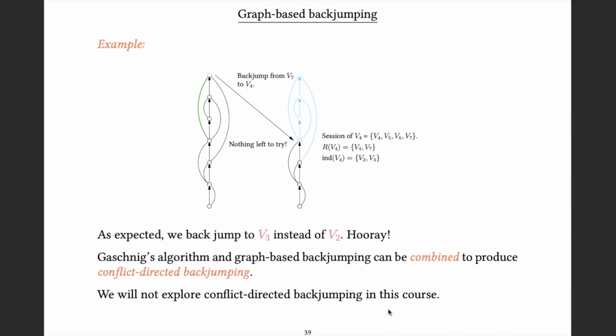And our second backjump takes us to the most recent of those, which is v3, and that's exactly what we're hoping for. Now in this case we didn't get a second backjump, we got just essentially the equivalent of chronological backtracking. But if you like, you can use it as an exercise to construct an example where you'll get a second backjump.